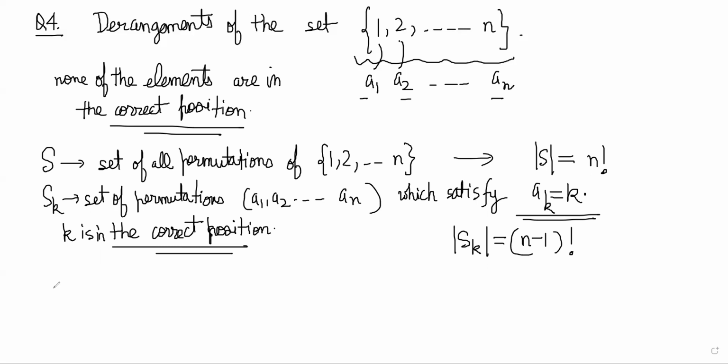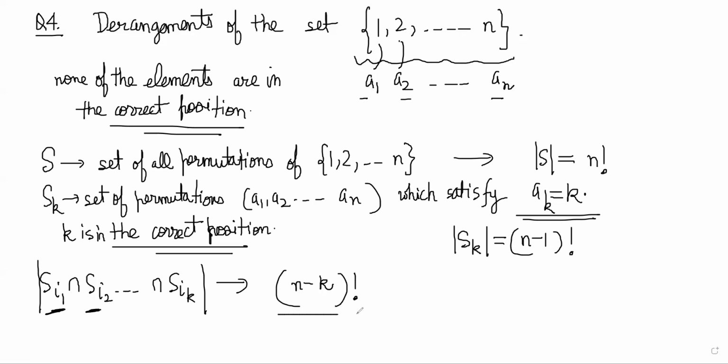So similarly, if you have multiple numbers in their correct position, if I want to find out intersection of Si1, Si2 till Sik, mod of this, that means basically all of these numbers i1, i2, ik, all of them are in their correct positions. So the remaining n minus k will be in any order, right? So you can find n minus k factorial arrangements to be the modulus of this.